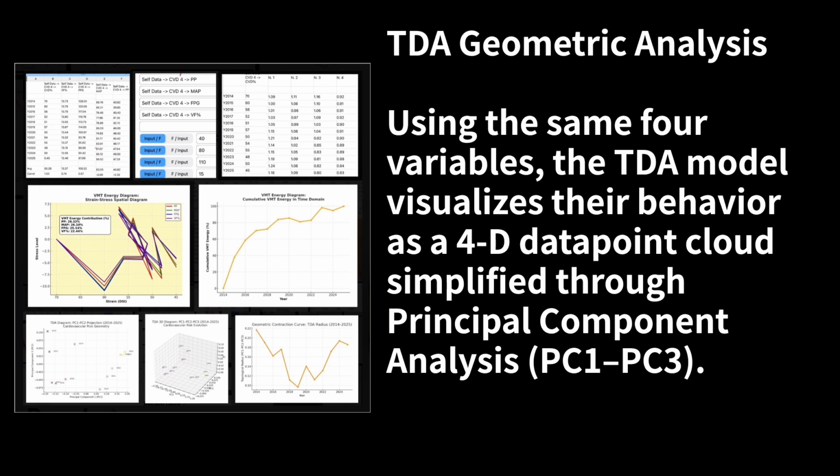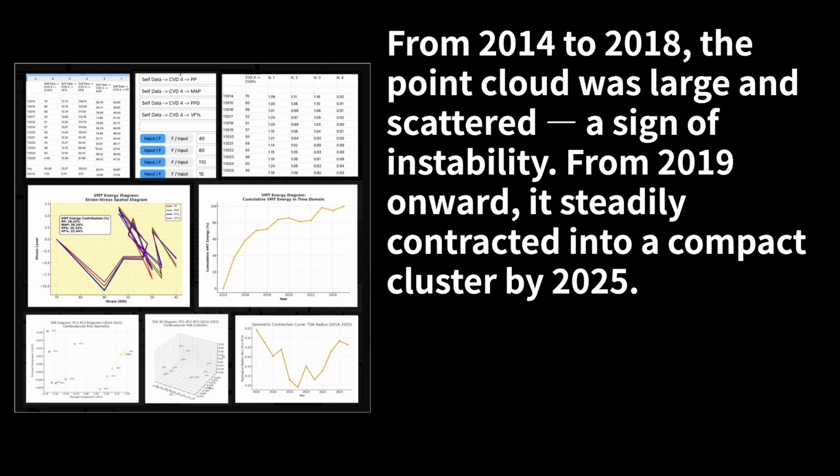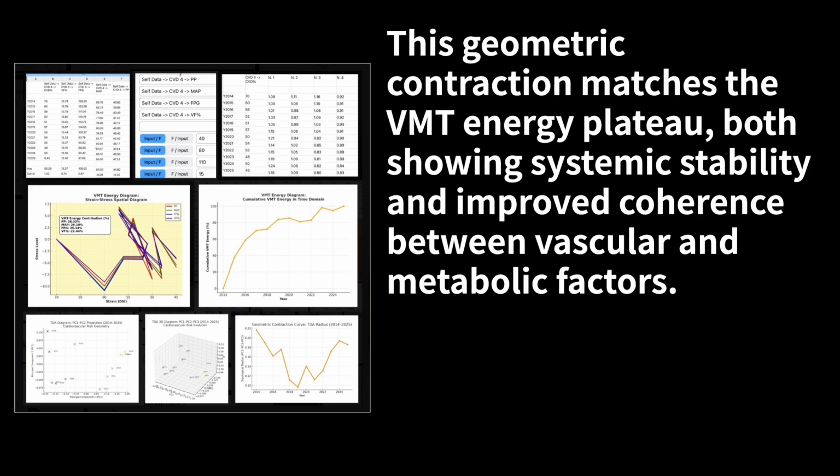TDA geometric analysis. Using the same 4 variables, the TDA model visualizes their behavior as a 4D data point cloud, simplified through principal component analysis. PC1, PC2, PC3. PC1 shows the main vascular trend, PC2 the compensating effects, and PC3 minor lifestyle fluctuations. From 2014 to 2018, the point cloud was large and scattered, a sign of instability. From 2019 onward, it steadily contracted into a compact cluster by 2025. This geometric contraction matches the VMT energy plateau, both showing systemic stability and improved coherence between vascular and metabolic factors.